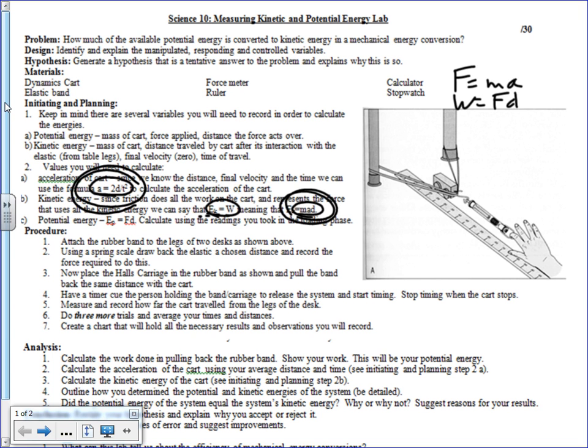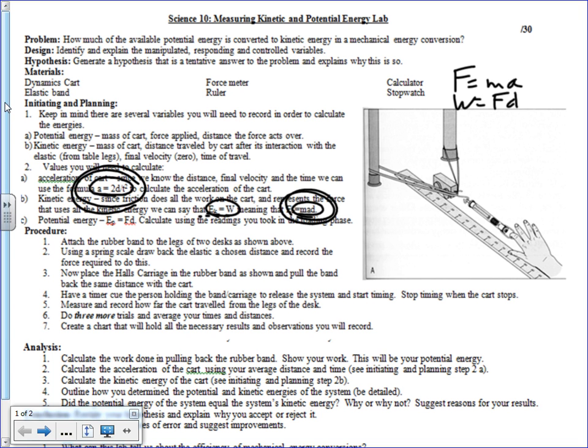Okay, couple of tips for when you're shooting out the Hall's carriages here. What you want to try and do is get the rubber band down here on the lower flat part of the cart. If you get it up here and you let it go, it just slides up the incline here. So you want to try and get the Hall's carriage in there.